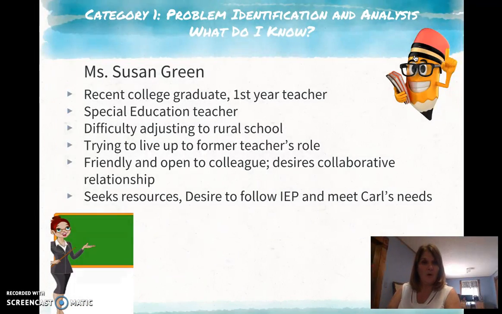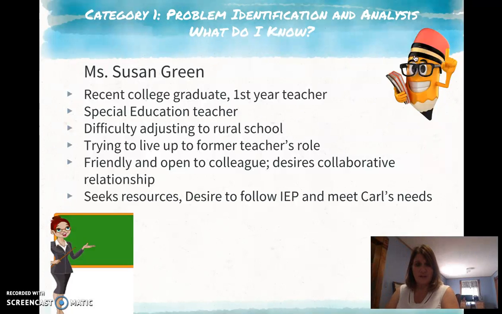Continuing with what I know about Ms. Susan Green: she is a recent college graduate, a first-year teacher. She is a special education teacher. She's had a difficult time adjusting to a rural school. She feels like she's trying to live up to the former teacher's role, who was very well thought of. She's friendly and open to colleagues when they come and talk to her. She desires a collaborative relationship.